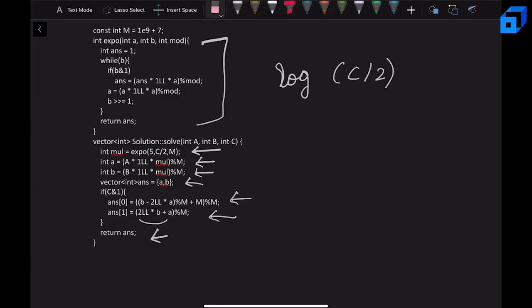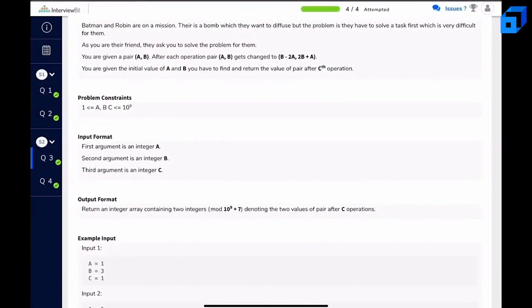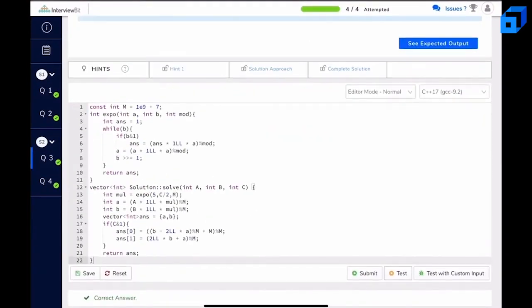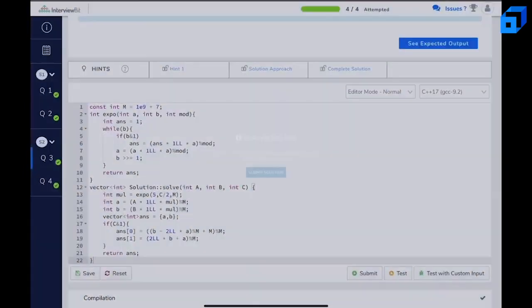So the time complexity will be log of C, because we just need to calculate 5 raised to C by 2 and all other operations are constant. So let's actually look if it works. Let's submit it. So we'll test it. So it works here, and now submit it.